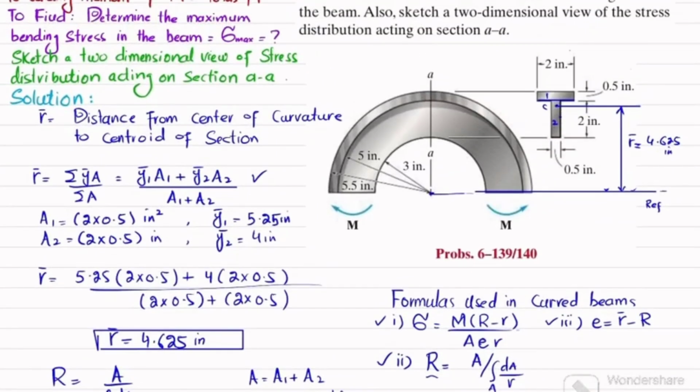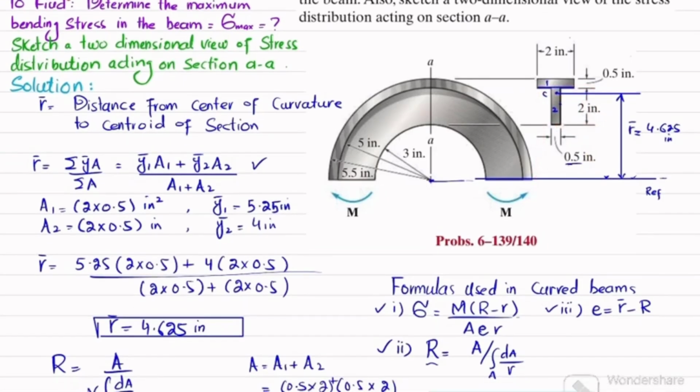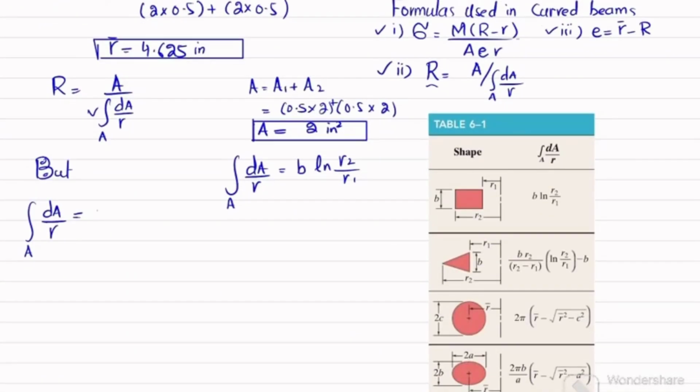Let me show you here. This is the centroid axis passing through the center of curvature. Let's take section 2 first. For section 2, R1 is 3 inch, and R2 is the distance from this center of curvature till the top layer. This is equal to 2 plus 3, which is 5. So R1 is 3 and R2 is equal to 5, and the width is 0.5 for this. So I will write B is equal to 0.5 ln of R2 was 5 and R1 was 3. So this is for the first section.